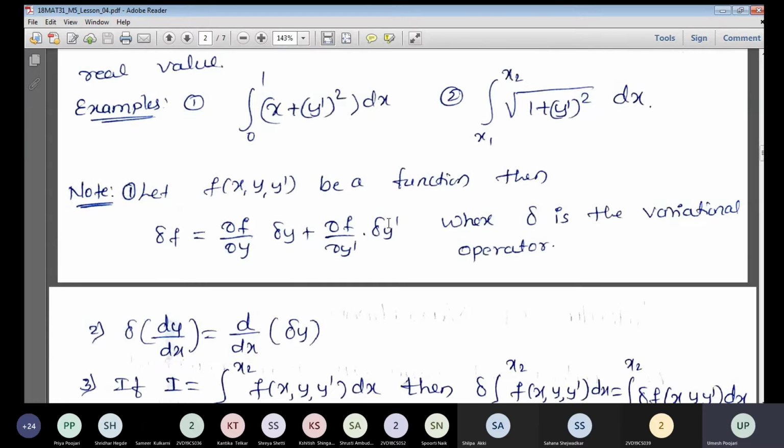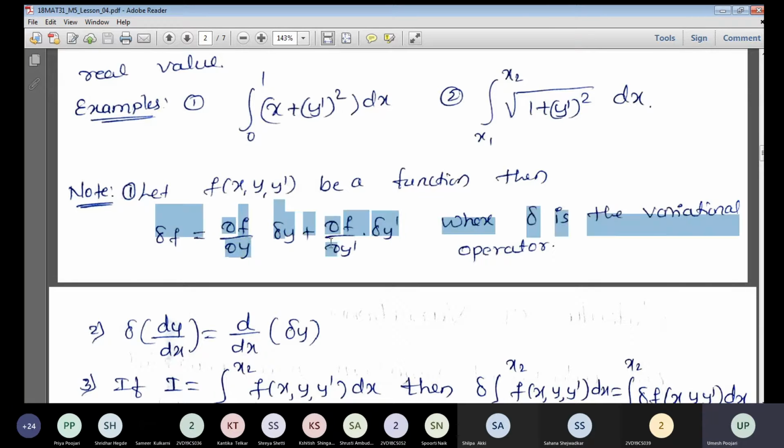Similarly, these are some properties, not so important. Suppose you take f of x comma y comma y dash to be a function, then delta f equals dou f by dou y into delta y plus dou f by dou y dash into delta y dash.